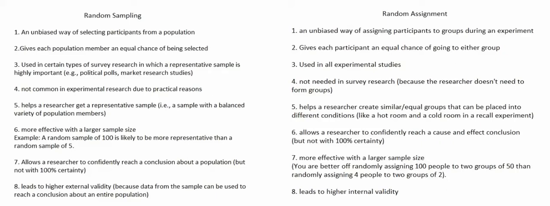I can actually only think of one specific type of research in which random sampling and random assignment would both be done in the same study. Random sampling is common in certain types of survey research in which it's very important to get a representative, high-quality sample. In some types of survey research, it's very important to get a high-quality, unbiased sample because if the sample is bad, there's going to be severe consequences.